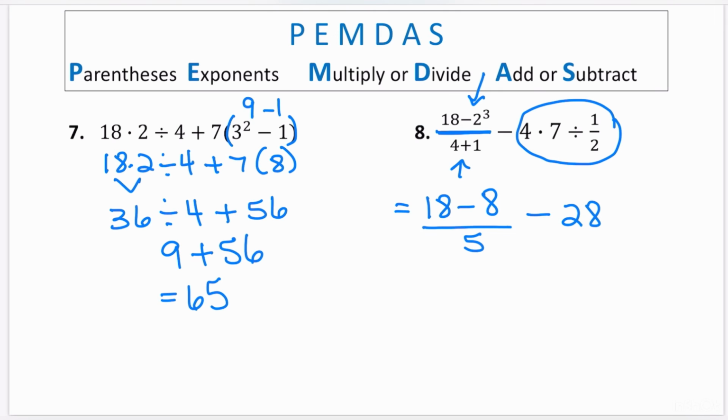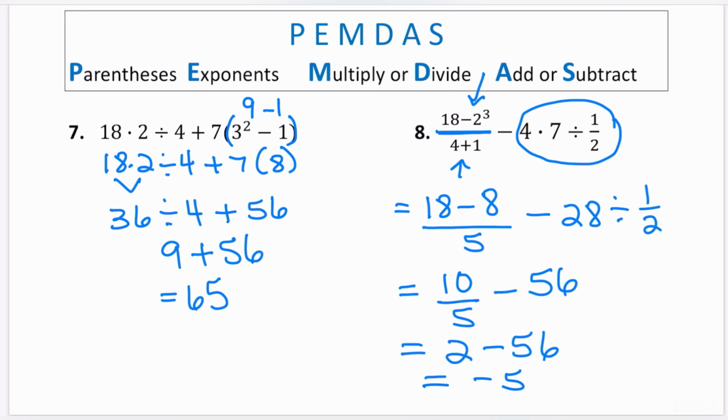4 times 7 is 28, divided by 1/2. 18 minus 8 is 10, divided by 5, minus, and 28 divided by 1/2 is 56. So 10 divided by 5 is 2, 2 minus 56, the answer is negative 54. And I think you're realizing, yes, you can go through parentheses, exponents, multiplying or dividing, adding or subtracting, but you see how we take advantage of the fact that we know we're going to have to do these multiplication and division together so that it becomes a little bit faster for us to do these problems.